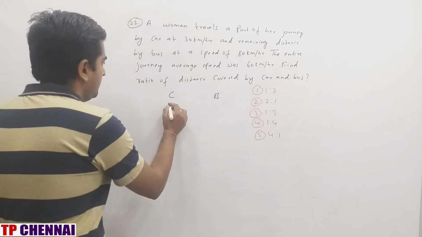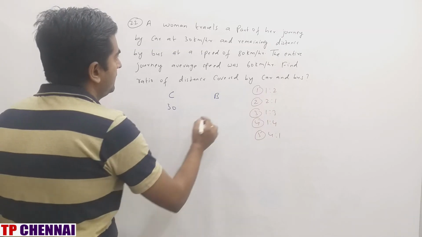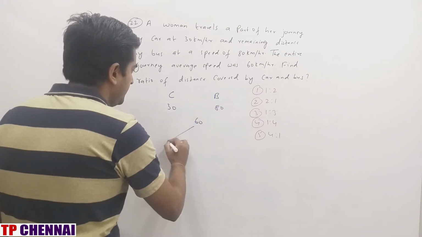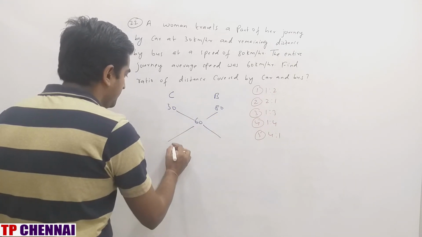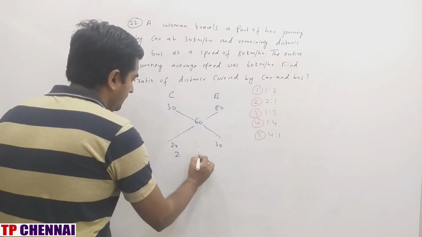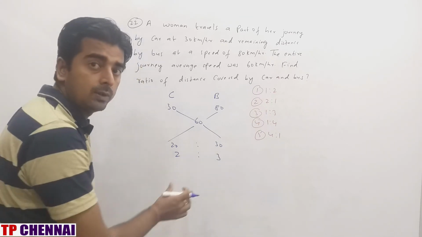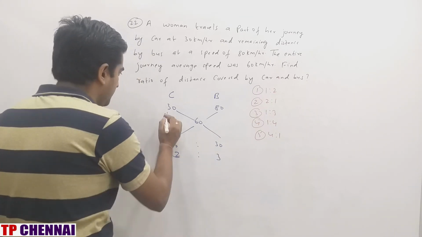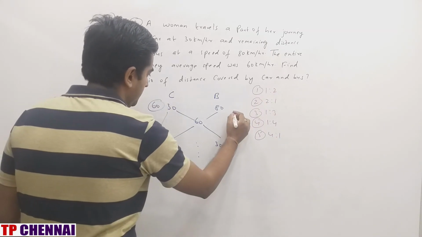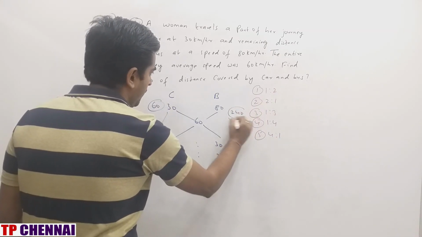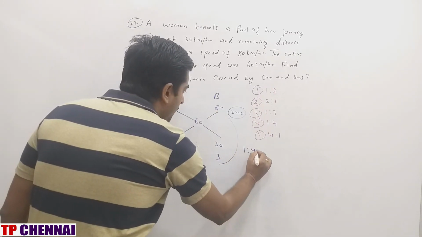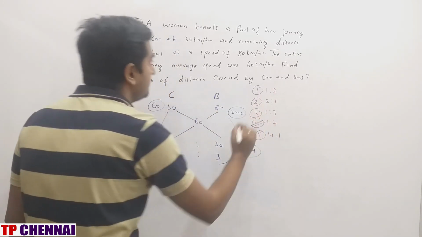Car, what is the speed? 30. Bus, what is the speed? 80. Overall speed 60. This is 20 and this is 30. So the ratio is nothing but 2:3. What is this ratio? Time ratio. So distance is how much? This is 60, and this is how much? 240. 60:240, which is 1:4, which is the fourth option.